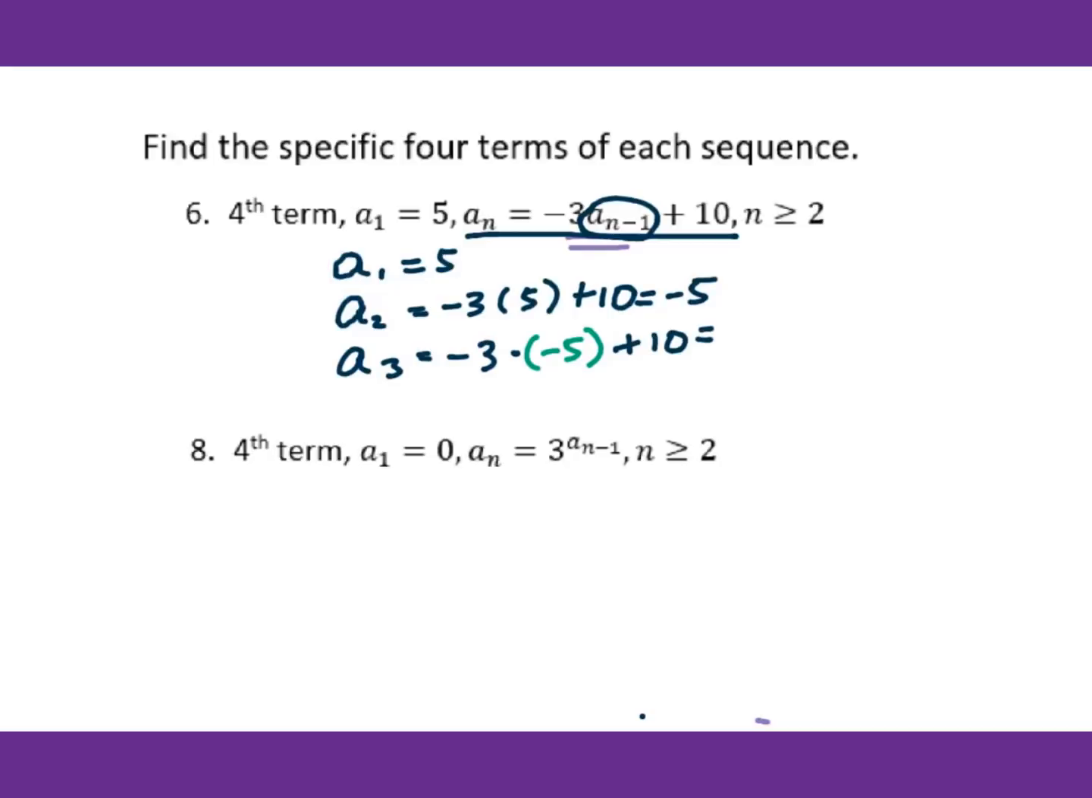You will get 25. A sub 4 equals negative 3 times the previous term, 25, then plus 10. You will get negative 65. So remember, any term you will get from the previous term. Make your previous term times negative 3 plus 10. That's how you get that.